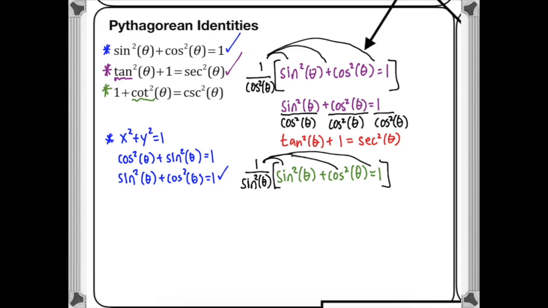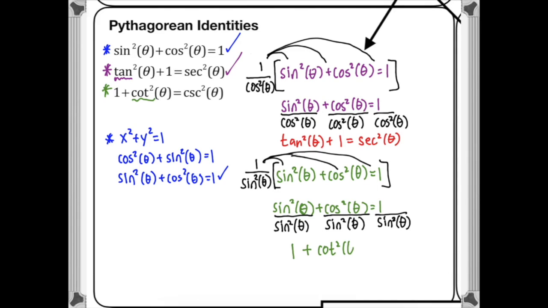There we go. All right, so distributing that in, this is going to give us sine squared divided by sine squared, which is 1, plus cosine over sine, which gives us cotangent squared theta, and then 1 over sine gives us cosecant squared theta.